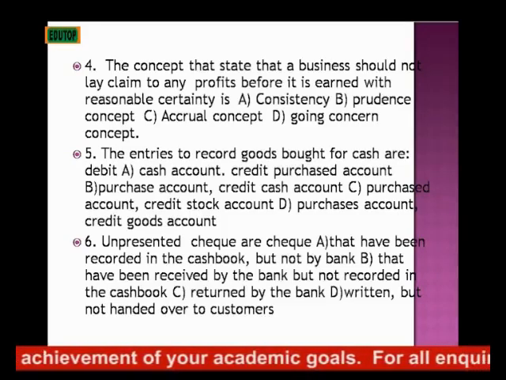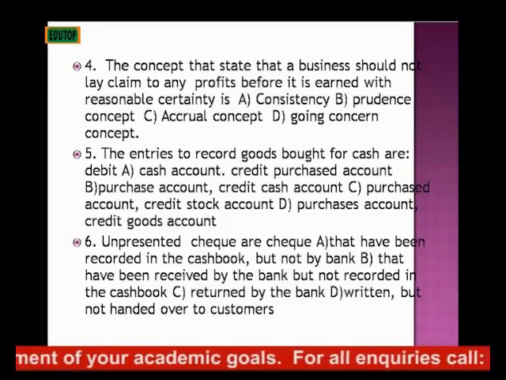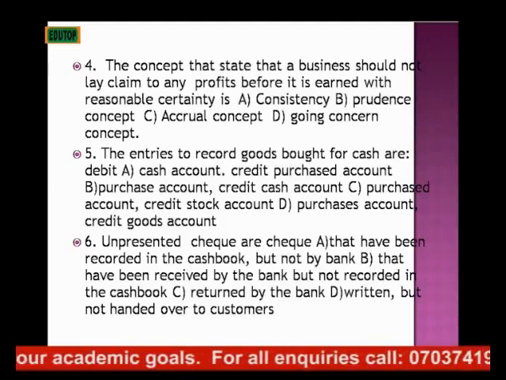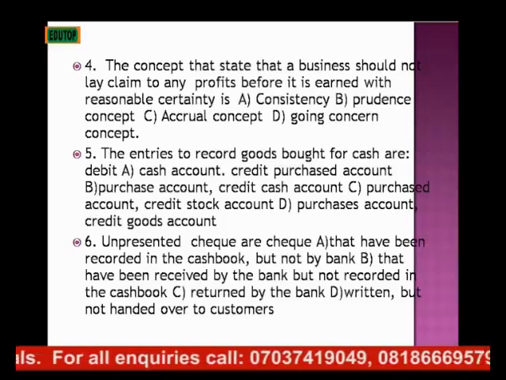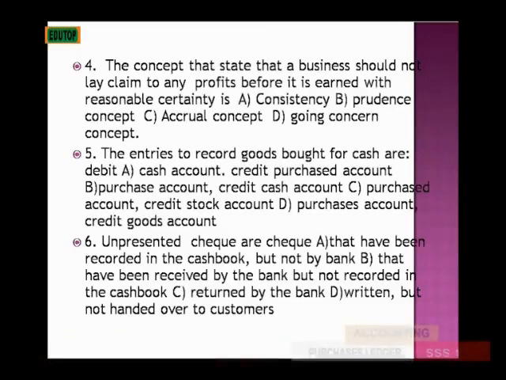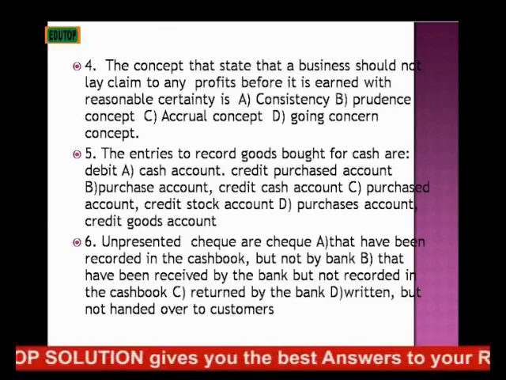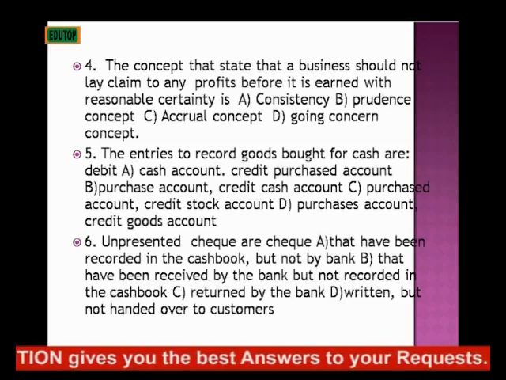The fifth question says the entries to record goods bought for cash are A, debit cash account, credit purchase account, B, debit purchase account, credit cash account, C, debit purchase account, credit stock account, and D, debit purchase account and credit goods account.